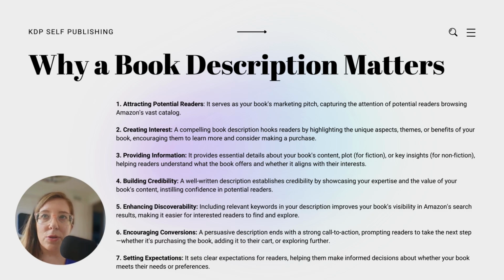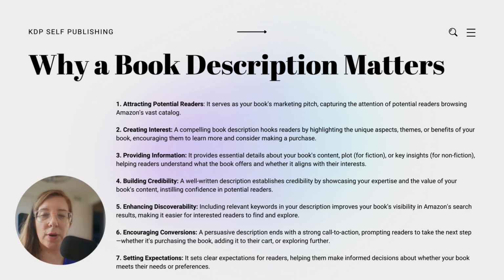All right, point number three, providing information. It provides essential details about your book's content, plot if it's fiction, or insights if it's nonfiction, helping readers understand what your book offers and whether it aligns with their interests. Point number four, building credibility. A well written description establishes credibility by showcasing your expertise and the value of your book's content, instilling confidence in potential readers.